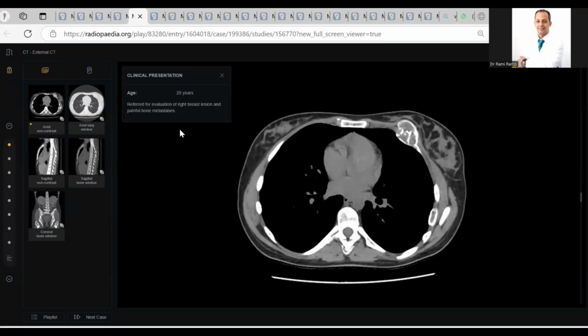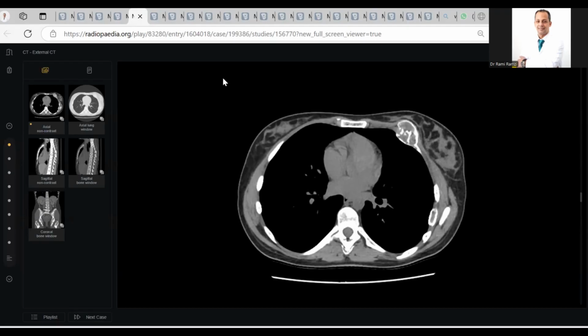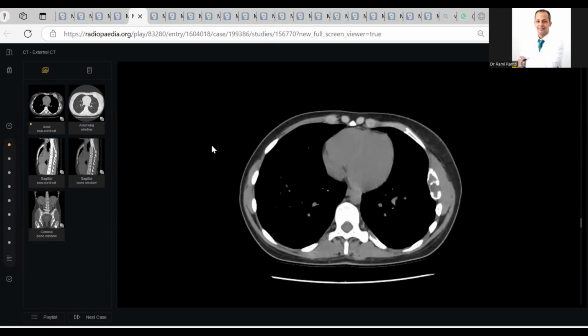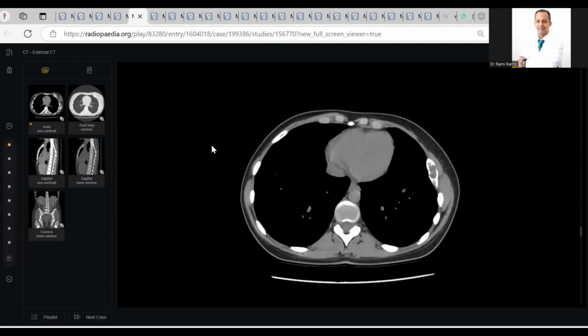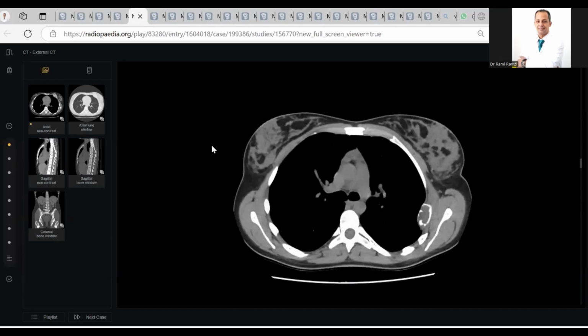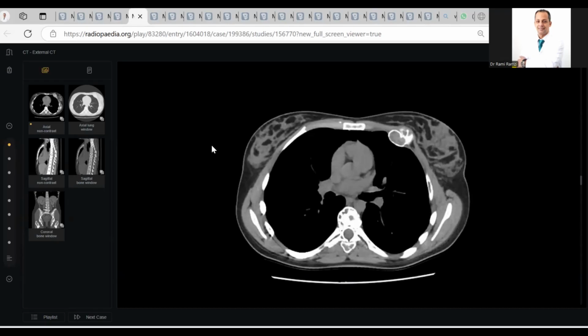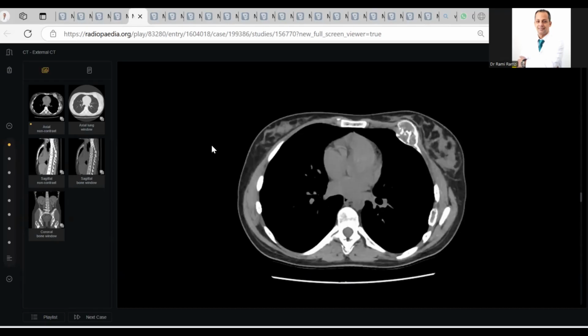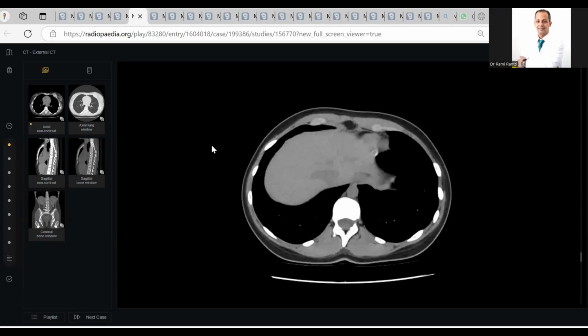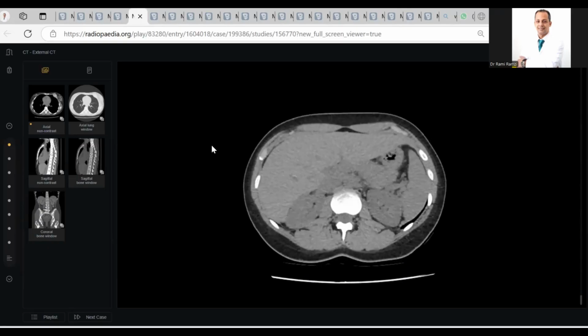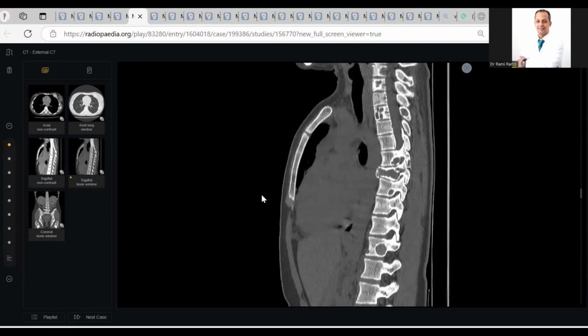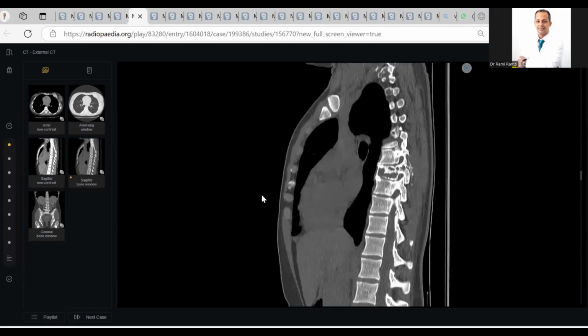20 years old female patient with a history of breast lesion. Okay, I have been provided with the axial CT images of the chest, non-contrast images. Here I can see that there is an expansile lesion noted within the anterior aspect of the rib, and the lytic lesions are also seen within the multiple vertebral bodies.